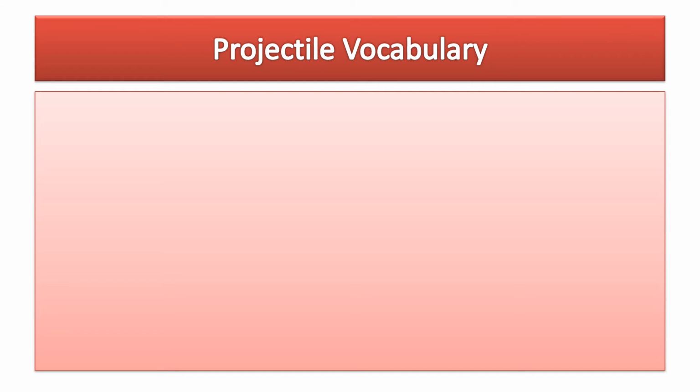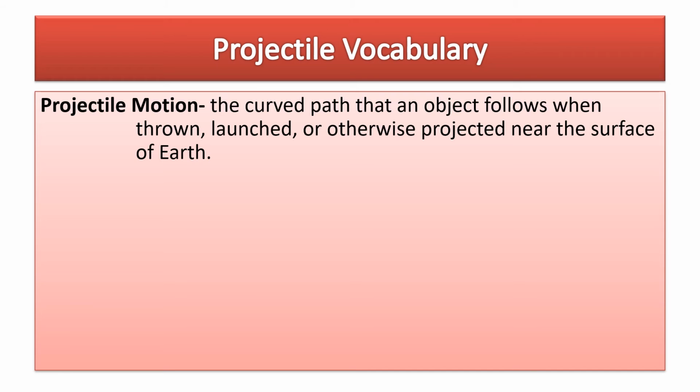So some projectile vocabulary for you. Projectile motion is the curved path that an object follows when thrown, launched, or otherwise projected near the surface of Earth. It's important to note that we're not talking about a rocket ship that is being accelerated. That's a horrible rocket ship that would not go anywhere. But there's no force causing you to continue accelerating. It's just a ball that happened to be initially kicked or thrown, and then it's like, okay, what happens to that path when you're near the Earth's surface or any other celestial body that has a gravitational pull?